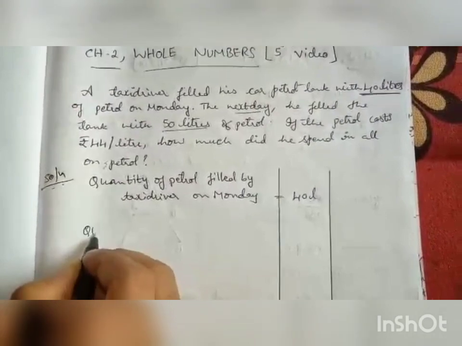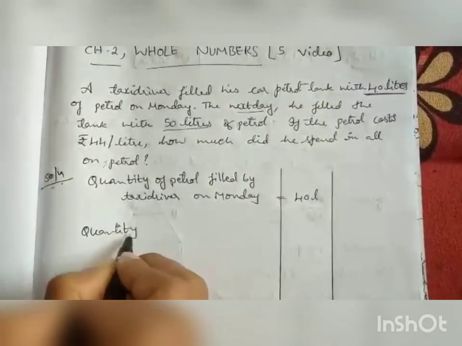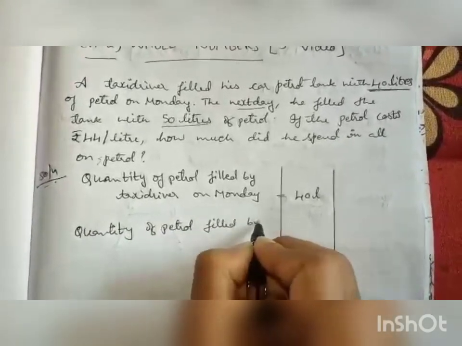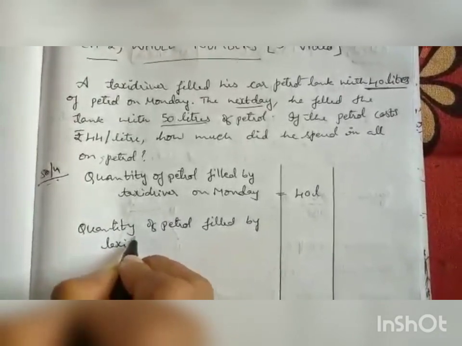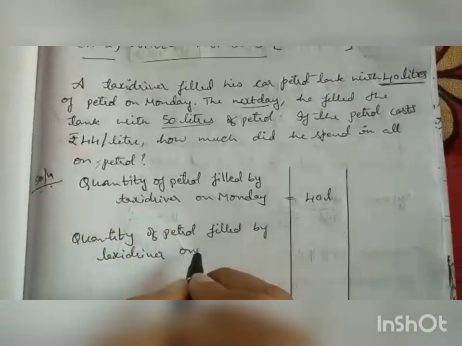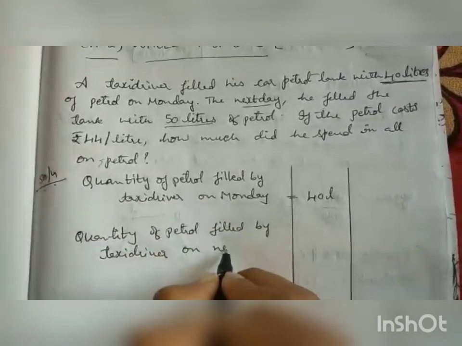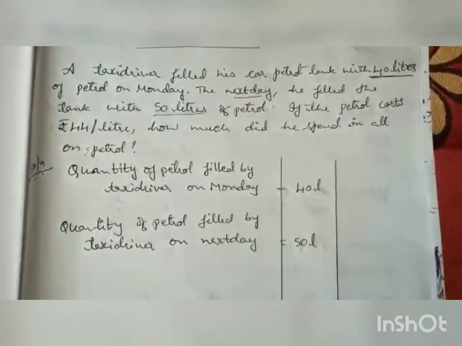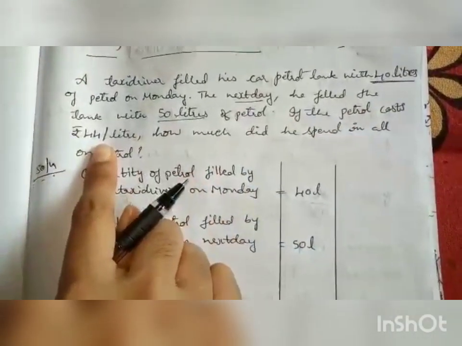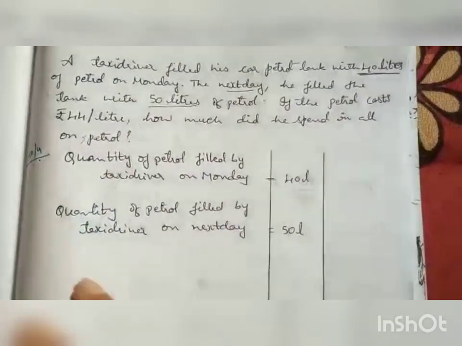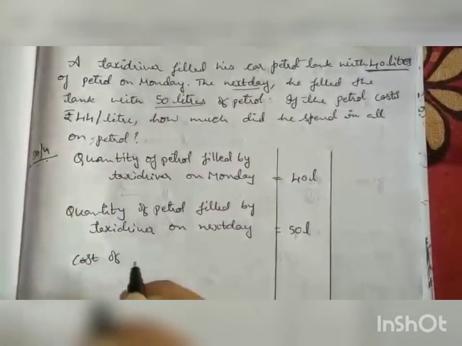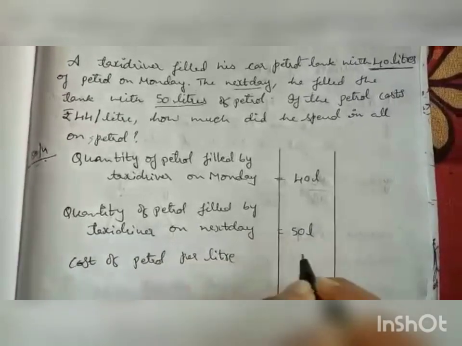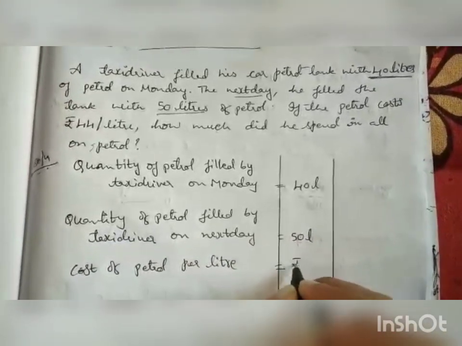Next, quantity of petrol filled by taxi driver on the next day. Next day, how much did he fill? He filled 50 liters. Then what is given? Cost of petrol. So cost of petrol per liter. Per liter means for 1 liter. So for 1 liter, what is the cost? Rupees 44.